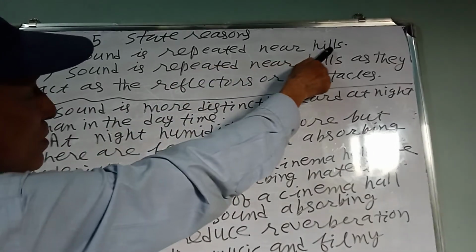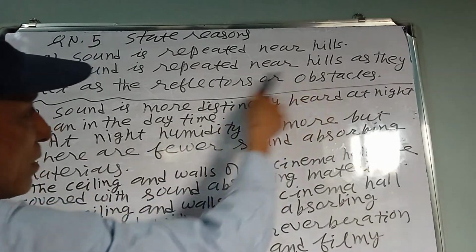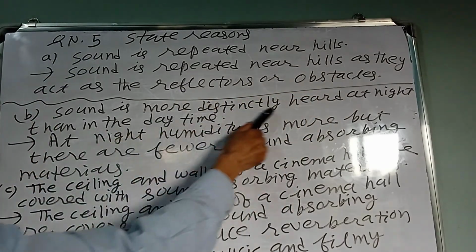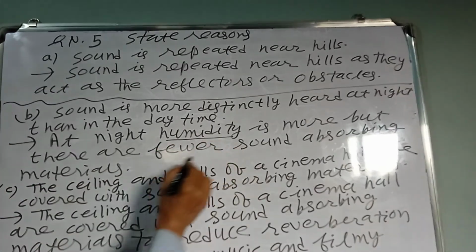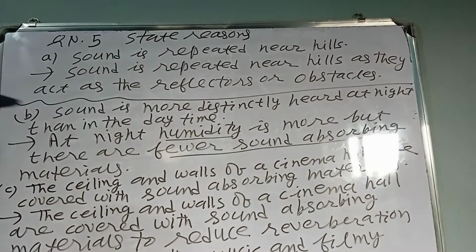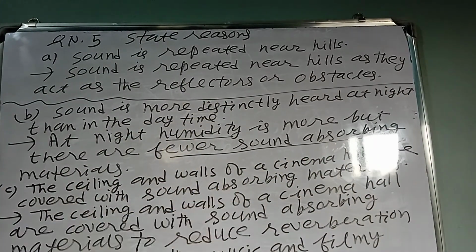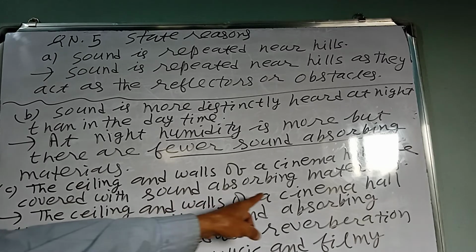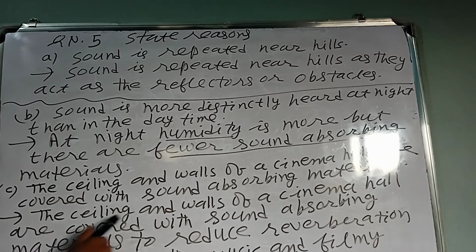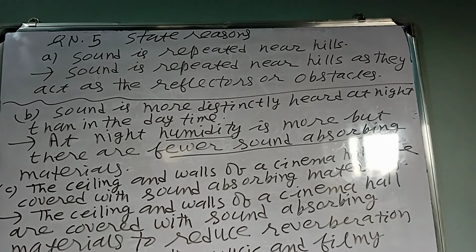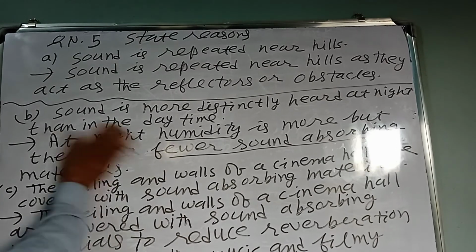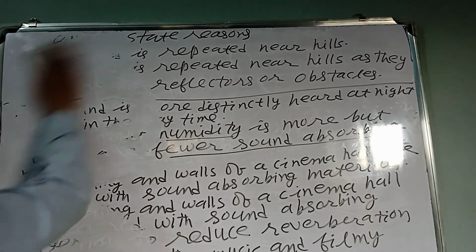Again, sound is repeated near hills because they act as obstacles or reflectors. Sound is more distinctly heard at night. Why? Two reasons. There is more humidity but few sound absorbing materials. Number C, the ceiling and walls of a cinema hall are covered with sound absorbing materials to reduce reverberation and listen to the music and filmy dialogues clearly. Question number 5C.